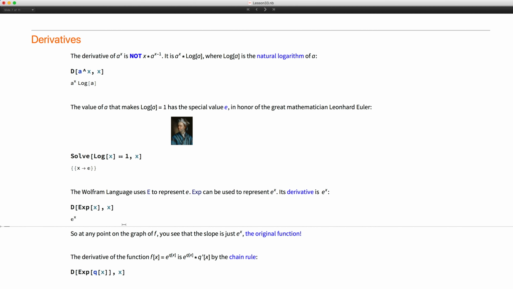So the point is that this is the one function whose derivative is itself. You just get back e raised to x when you differentiate it. And of course, if you have something more complicated like over here, then you can use the chain rule and get back the answer.